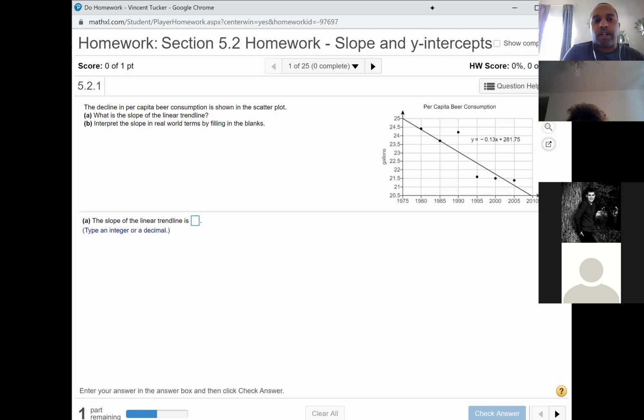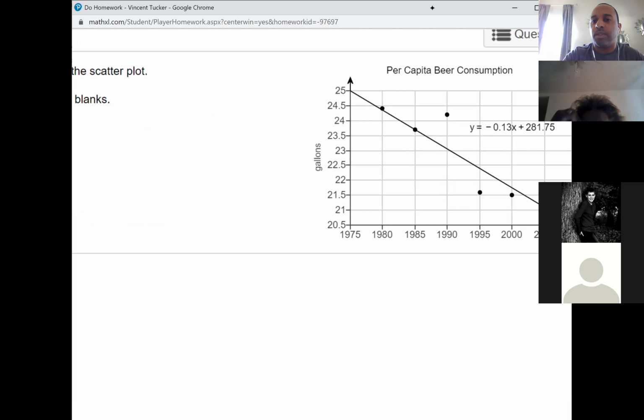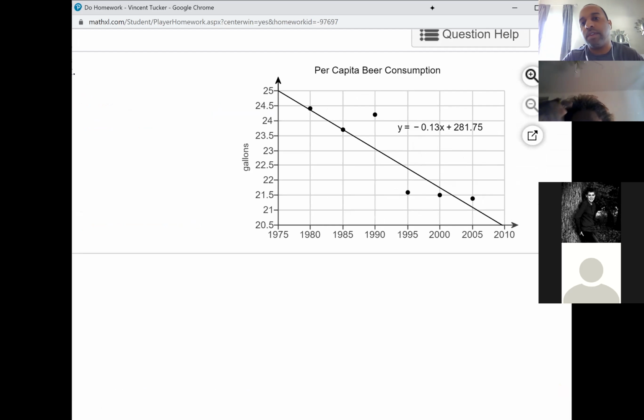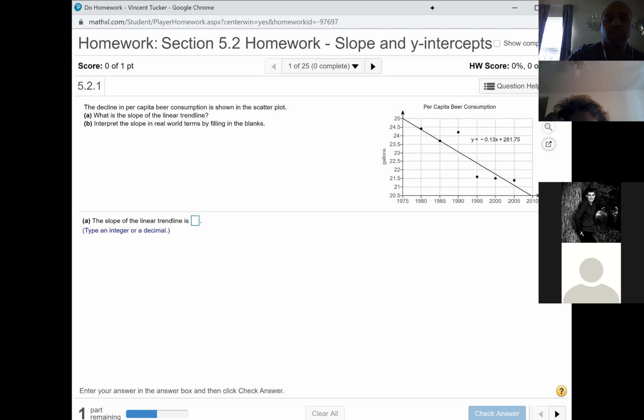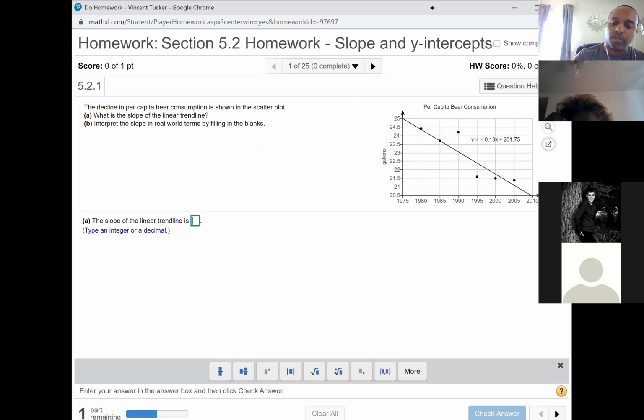So notice it has a line of y equal to, I don't think I can write on this now. You see it right there, y equal to negative 0.13x plus 281.75. All right, so what is the slope of a linear trend line? That's just going to be negative 0.13.